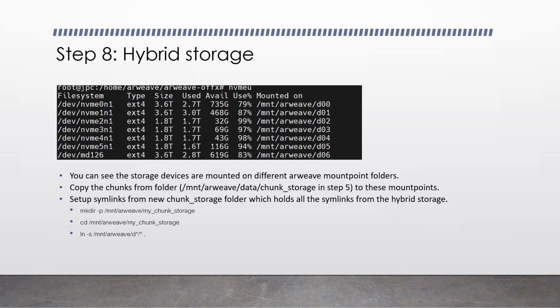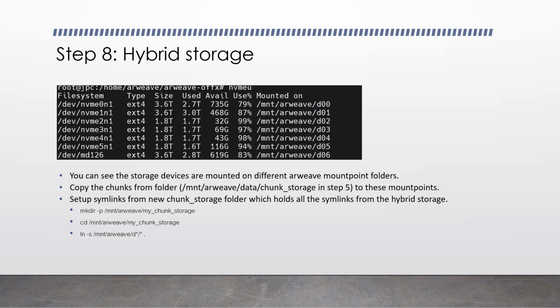Now we copy the data from the chunk storage folder to these individual mount points and also create a new mount point at /mnt/arweave/mychunkstorage, cd into it, and create new symlinks that would point to these individual chunk storage files that are spread across your hybrid storage.